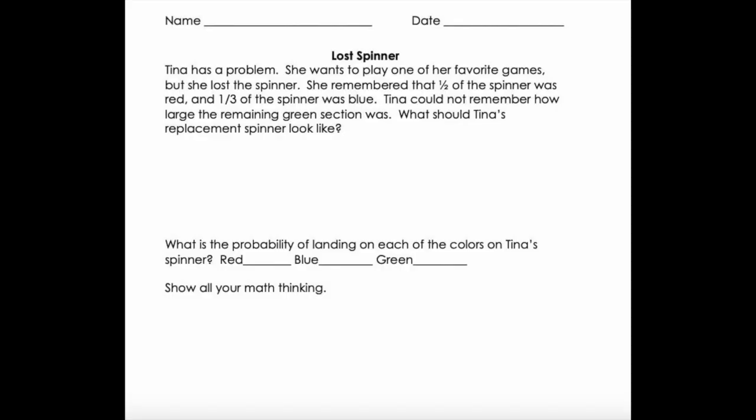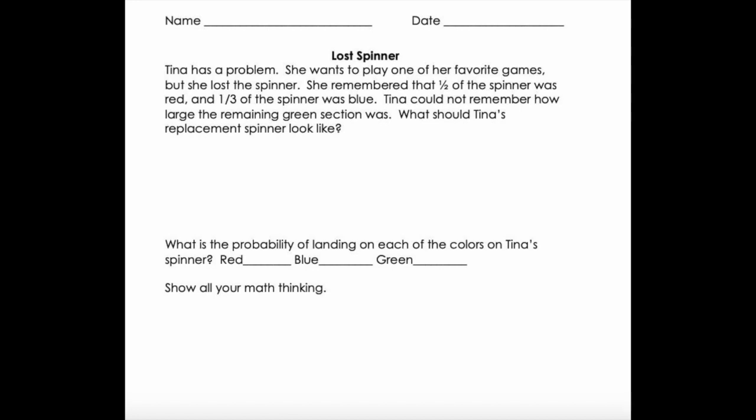We're going over Unit 6, Lesson 2.3, but before we begin, you need to do your do now, and I'll read that to you. Tina has a problem. She wants to play one of her favorite games, but she lost the spinner. She remembered that one half of the spinner was red and 1/3 of the spinner was blue. Tina could not remember how large the remaining green section was.